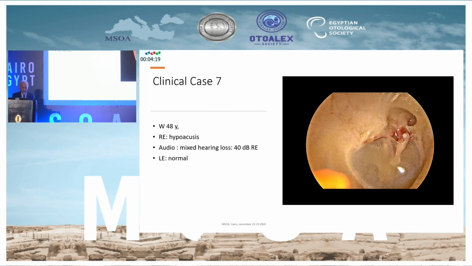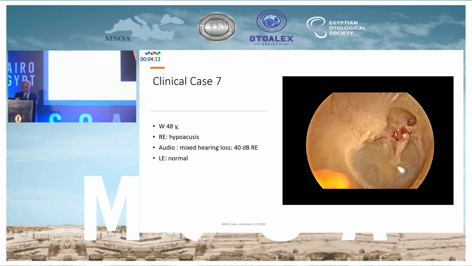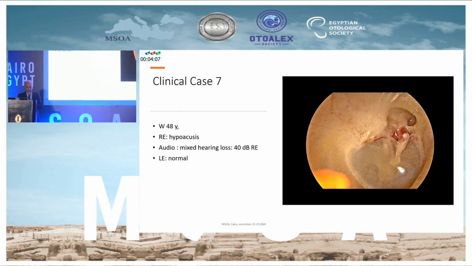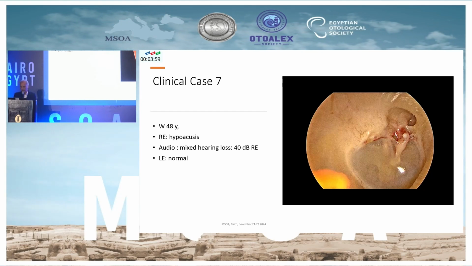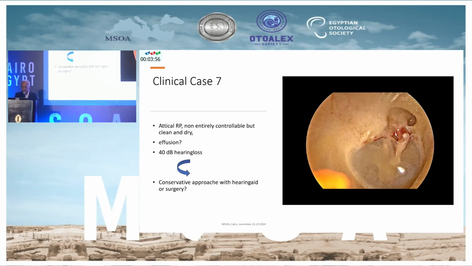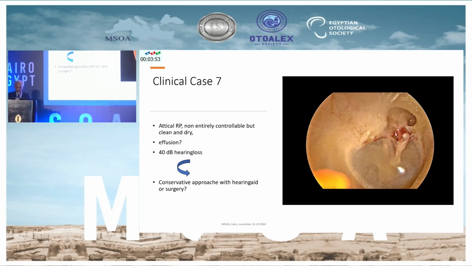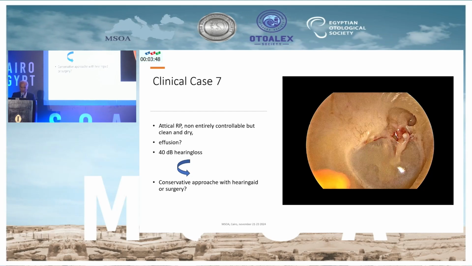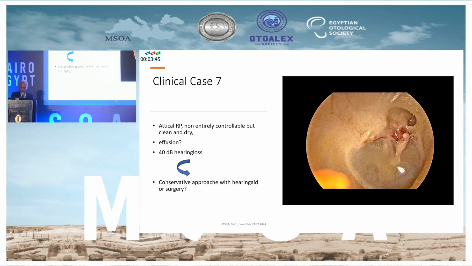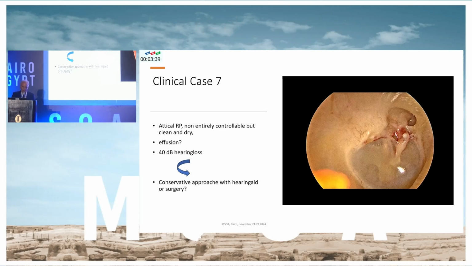The seventh case, it's a woman who is 48 years old, with hearing loss in the right ear, a mixed hearing loss, 40 dB, and the left ear is normal. We can discuss this case. As we see, there is an atypical retraction pocket, not entirely controllable, but clean and dry in this case. And probably there is a fusion in the middle ear. And the hearing loss is 40 dB.